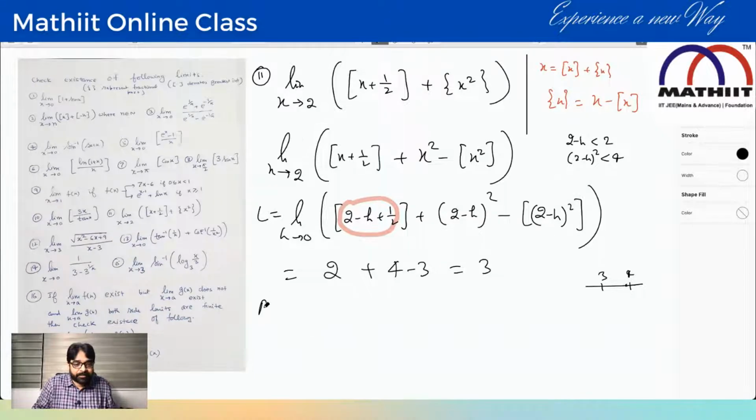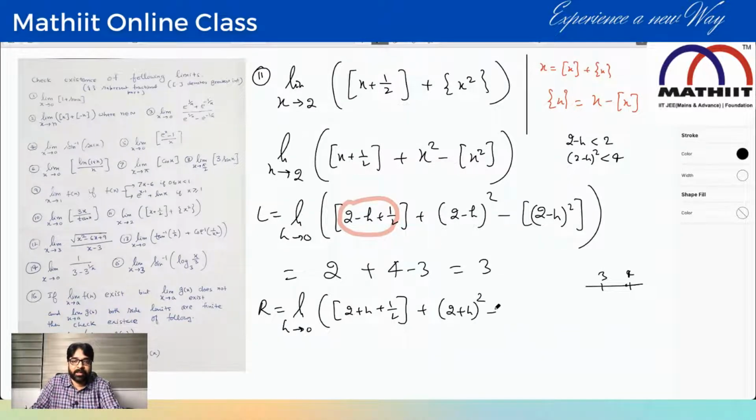Right hand limit. Limit h approaches 0, greatest integer of (2 plus h plus 1 by 2) plus (2 plus h) whole square minus greatest integer of (2 plus h) whole square. x will be replaced by 2 plus h. Yes or no?